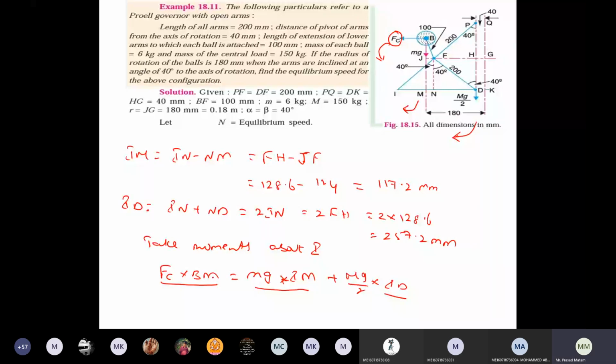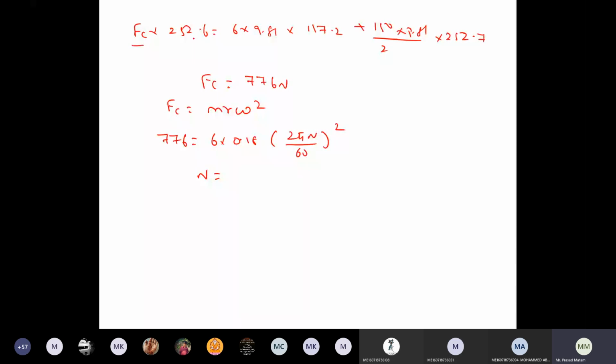I substitute all the values: Fc into Bm, mg into Im, mg by 2 into Id. All these values I know. The only unknown is Fc here. Remaining all the values are known, so from this I find the Fc value. Centrifugal force is given by the equation m r omega square, where omega is 2 pi n by 60. My aim is to find the speed n, which is the equilibrium speed of the governor. So what n value am I getting here? 254 rpm. Can anyone answer what n we are getting?